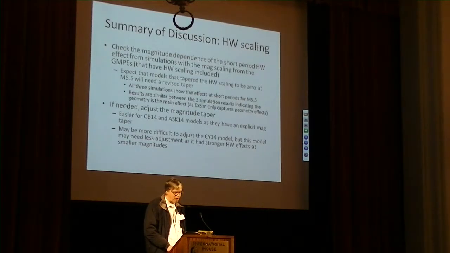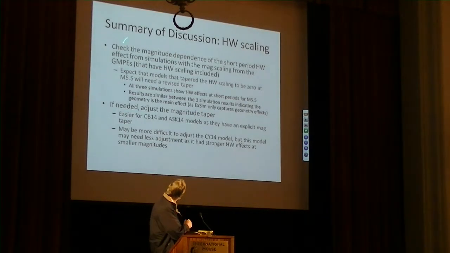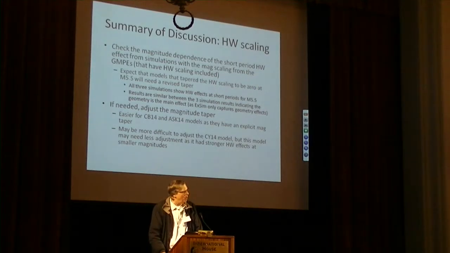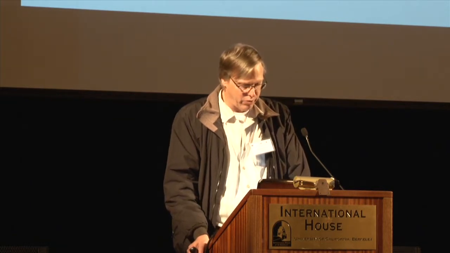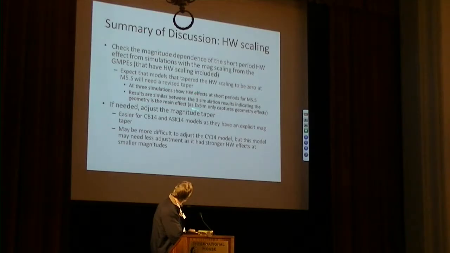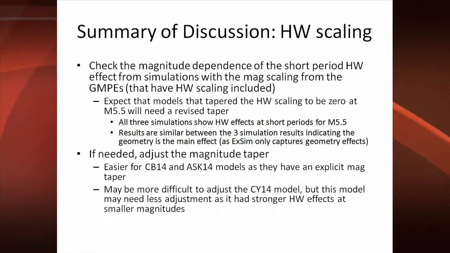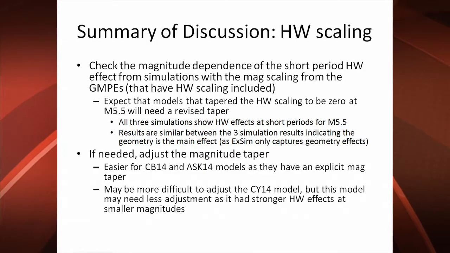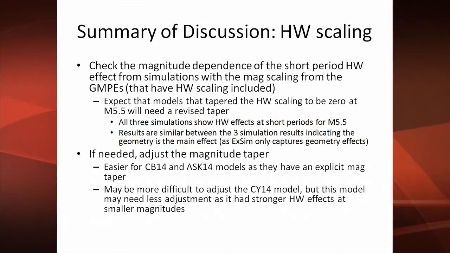Okay. So from the hanging wall discussion here, we are expecting that the ground motion models that were tapered to have no hanging wall scaling at 5.5 probably need to be revised in terms of how they behave in that magnitude range. Okay? So all of the simulations show some hanging wall effect in the short period range at magnitude 5.5. And the results here are similar, indicating it's the geometry, because XM really is only a geometrical model. That's the main thing it has. It doesn't pick up radiation patterns.